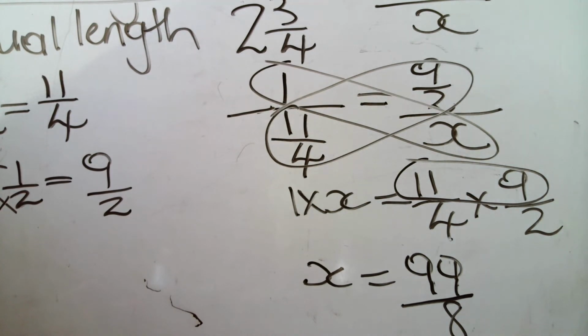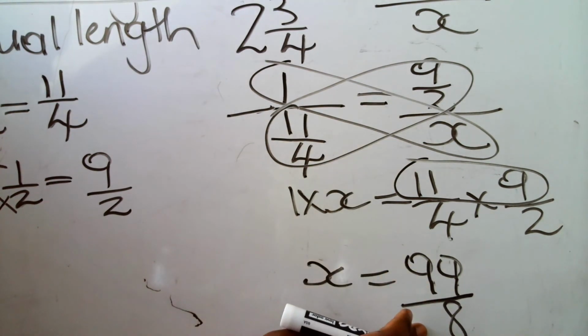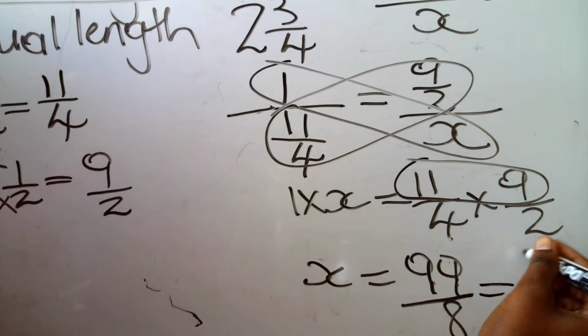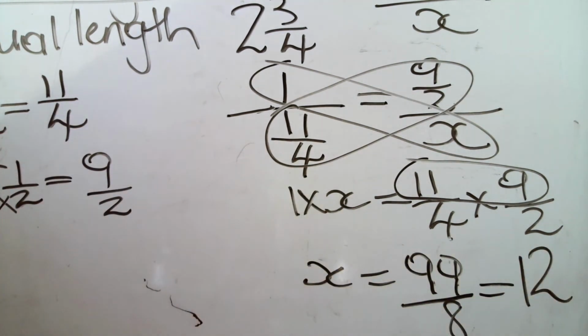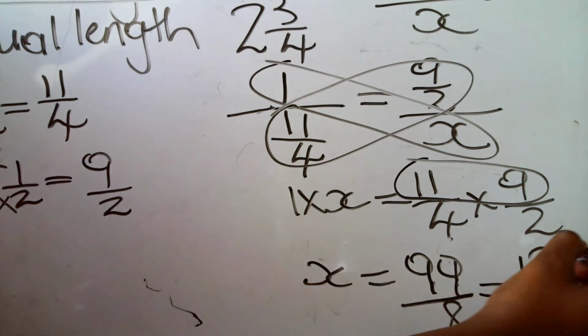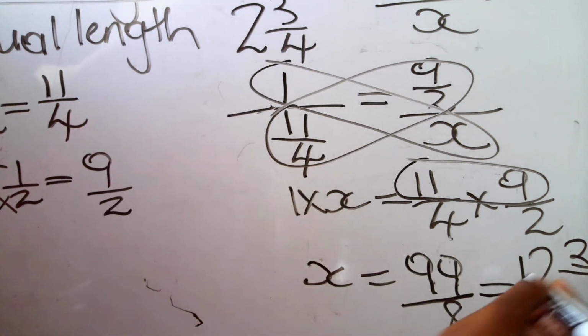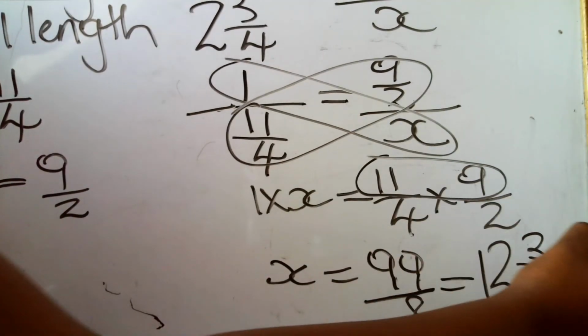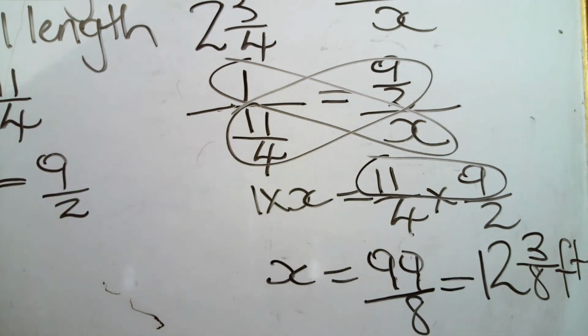So we have 99/8 as our answer. And we can write that back to a mixed fraction if we choose, by dividing the numerator by the denominator. 8 into 99 would go 12 times. Remember, 12 times 8 is 96. So we have a remainder of 3, and the denominator will be 8. And remember, the units would be feet. Right? So units is feet. So we have 12 and 3/8 feet there.